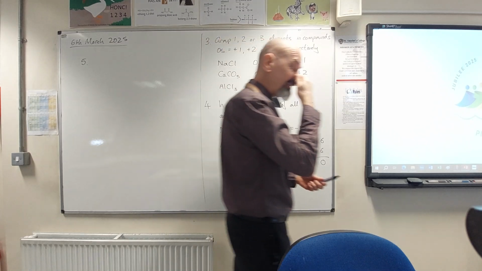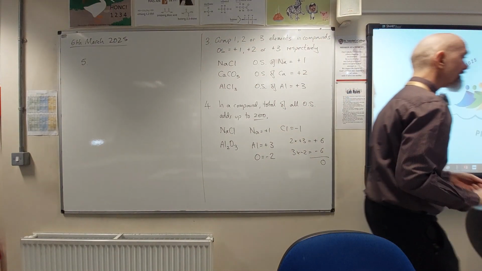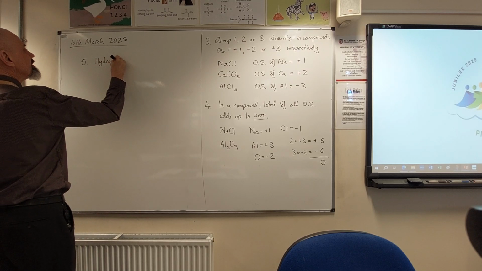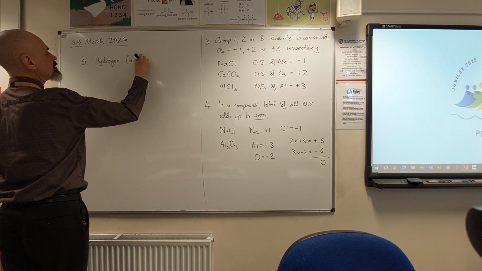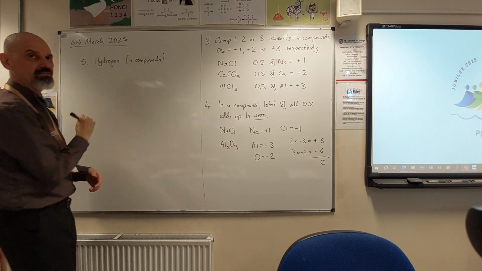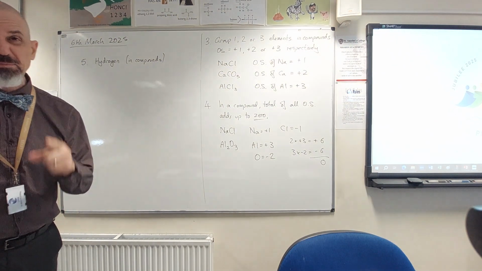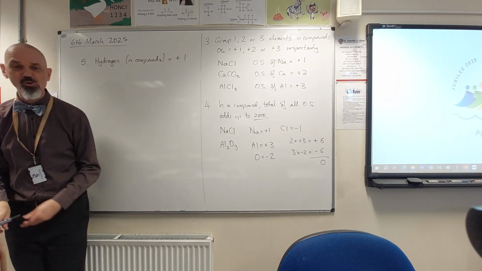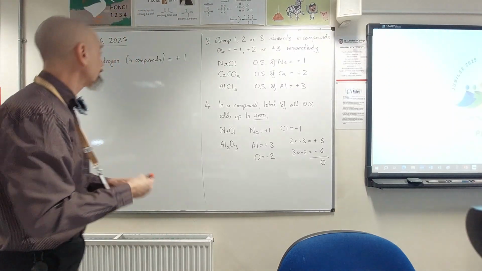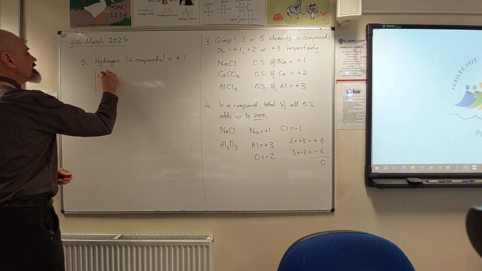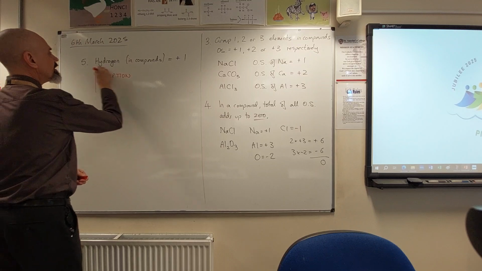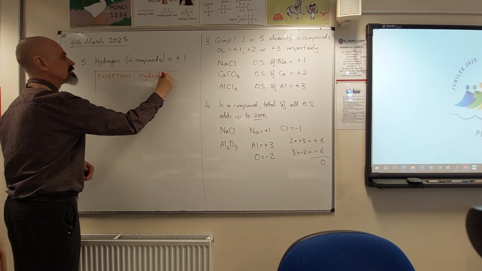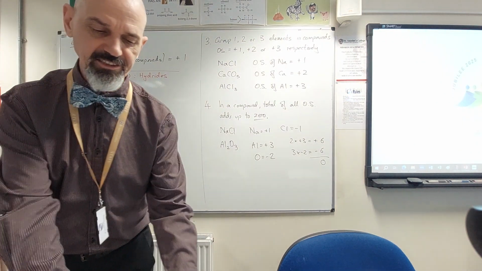So for rule number 5, which way around is this? Hydrogen is first. Hydrogen in compounds, again, if it was hydrogen gas on its own, pure element, oxidation state would be 0, but we're talking about hydrogen in compounds, is going to be generally +1. Now that's not always true. There is an exception to that. I'll give you the exception first. And the exception is some compounds called hydrides.